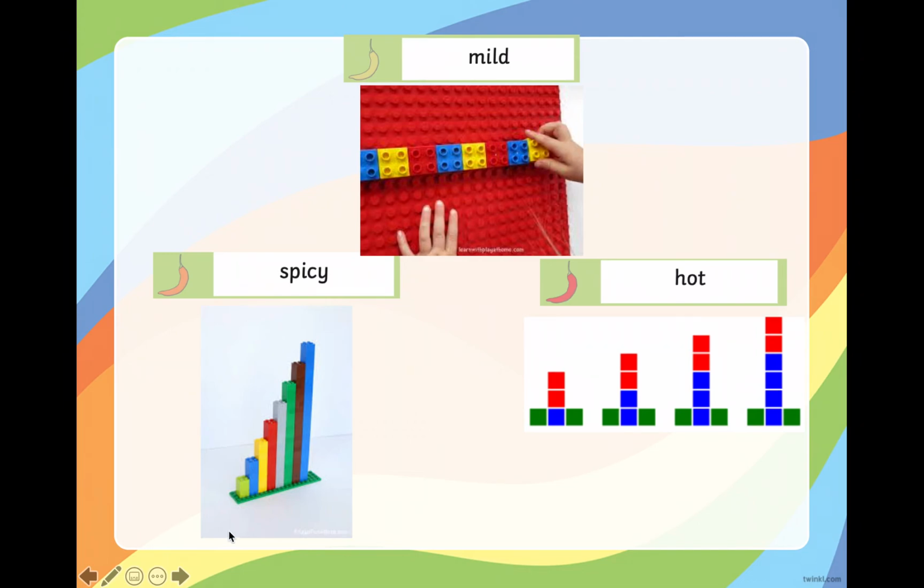For the spicy challenge, you could make a pattern that grows every time. This one looks like it grows by 2 blocks each time. And if you wanted to make an extra hot pattern, you can make a slightly more complicated pattern. This one's got a base level, and every time you add another blue and you add another red, decide what kind of pattern you'd like to try and make with things in your house, and then send us a picture.